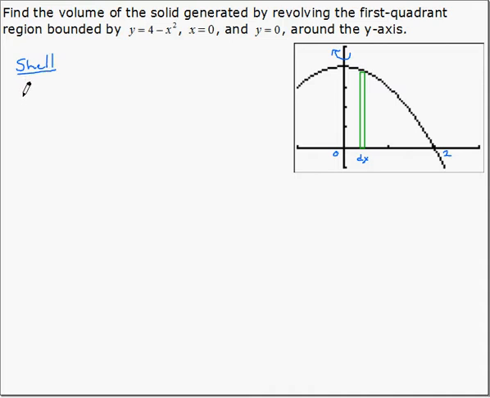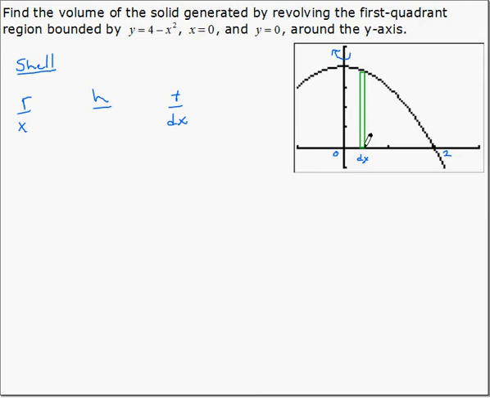Using the shell method, we need a radius, a height, and a thickness for the shells that we create. The thickness is dx, the width of our rectangle. The radius means the distance from the axis to the rectangle. So the distance from here to here is x. Remember, the radius corresponds to the thickness.